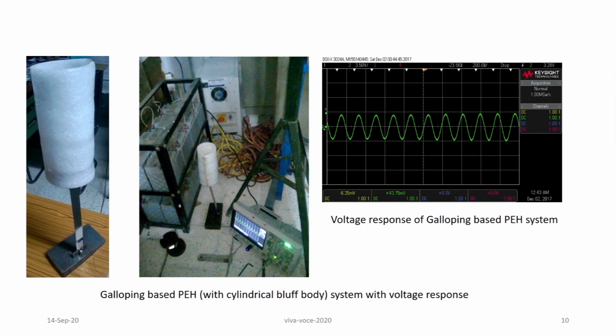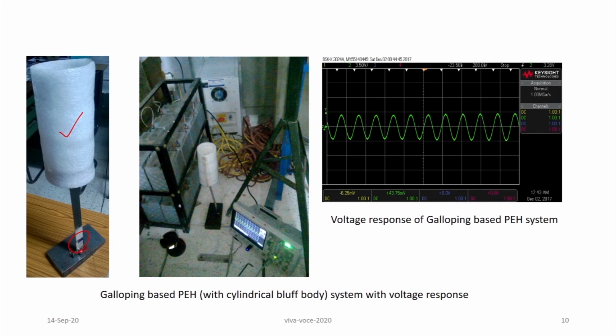So, here this is a bluff body. This bluff body, for example, if it is placed in front of the UPS, then due to the small wind coming out of the UPS, it gets vibrated, and that vibration energy can be harvested by putting a piezoelectric patch. So, here we have put a piezoelectric patch.